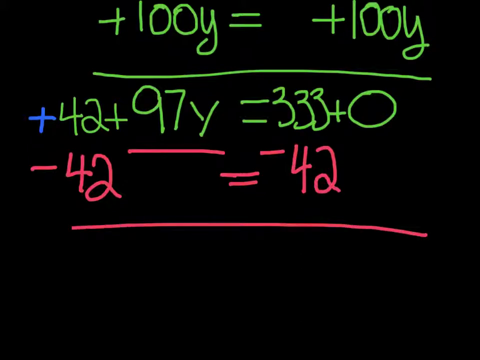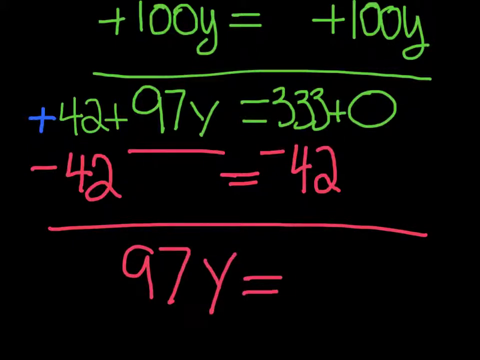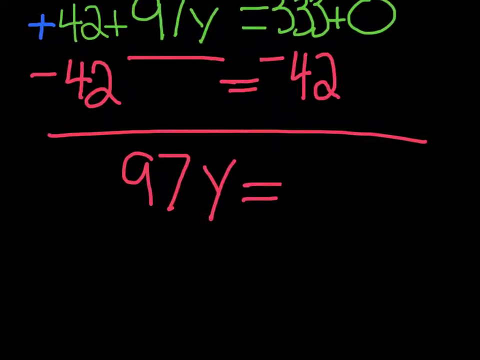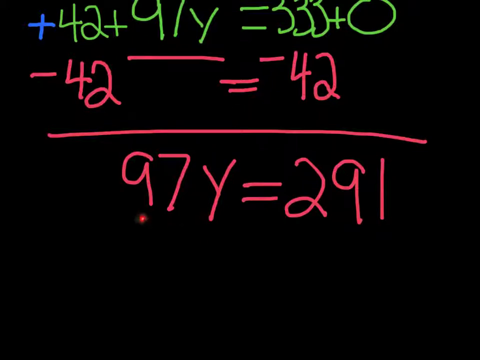When I do that, I'm left with 97y equals, and now I need to take a minute to do some mental math, 333 minus 42, that equals 291. From here, I now need to look at the coefficient in front of my variable, or my unknown value. I have y multiplied by 97 equals 291.